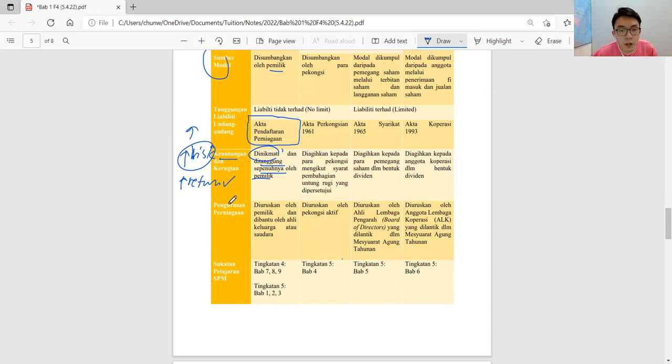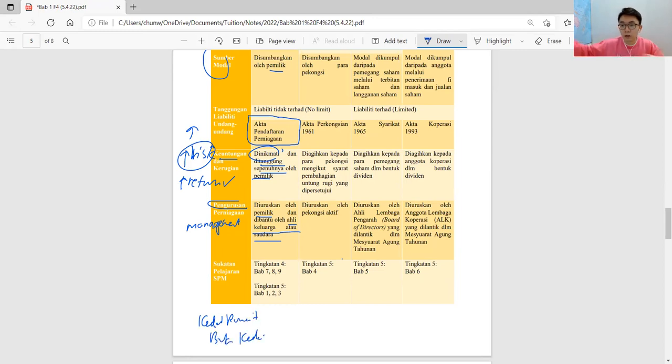Okay, let's continue. So then, pengurusan meaning the management. Siapa yang menguruskan perniagaan ini? So dia akan diuruskan oleh pemilik sendiri ya. And sometimes it will be dibantu oleh ahli keluarga atau saudara. So normally this one business you can see in all the kedai runcit or buku kedai.